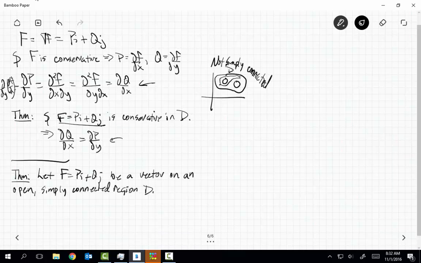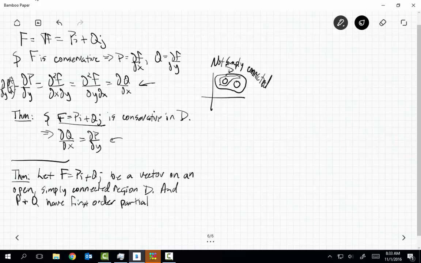If this is true, and P and Q have first order derivatives, partials, first order partials.